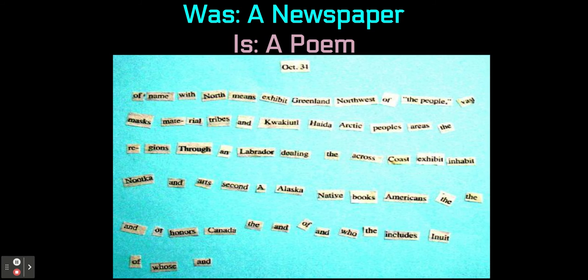Like this was taken from an article clearly about the indigenous peoples of Canada. But look at it. I don't think it makes sense. Of name with north means exhibit Greenland northwest of the people. Vast masks, material tribes, and Kwakiutl Haida Arctic peoples areas, the regions, through and Labrador dealing the across coast exhibit inhabit. Like, it's like, what?